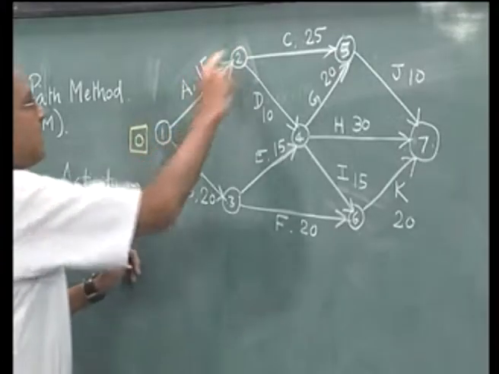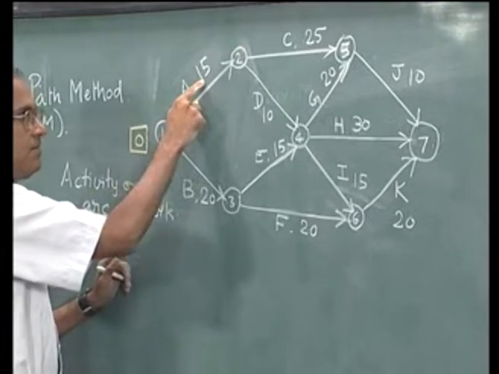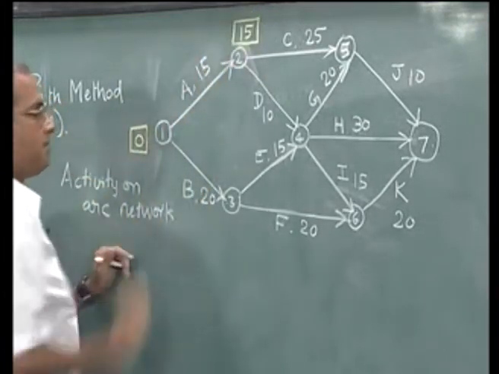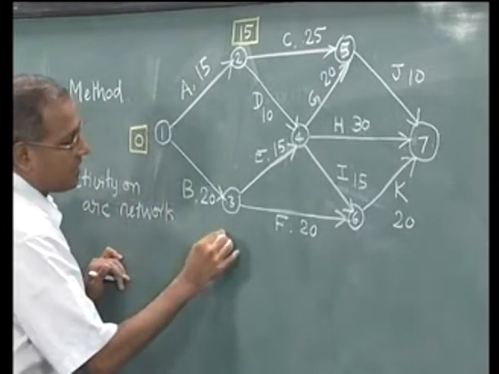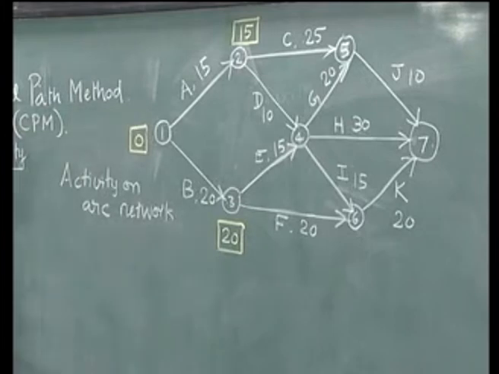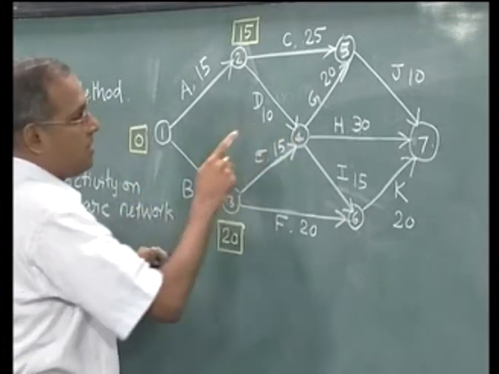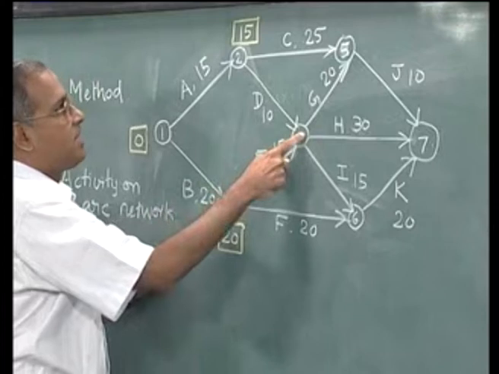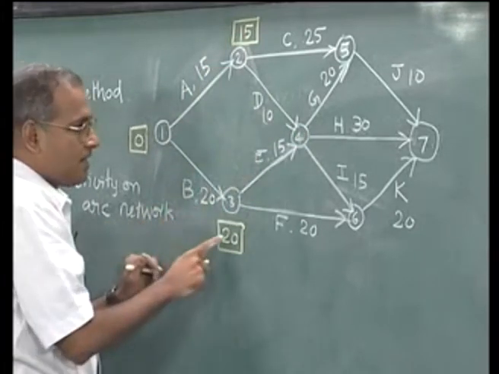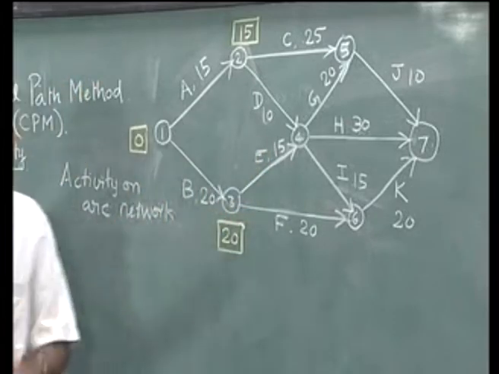Now, this is complete, this takes 15 time units. So, this will be over at time equal to 15. Now, this takes 20, so this will be over at time equal to 20. Now, when we come to this 4, earliest can be completed as 15 plus 10, 25. Here it is 20 plus 15, 35.